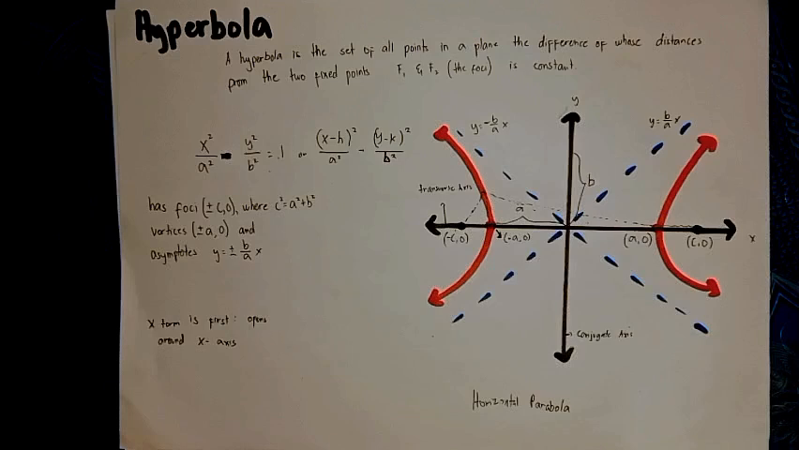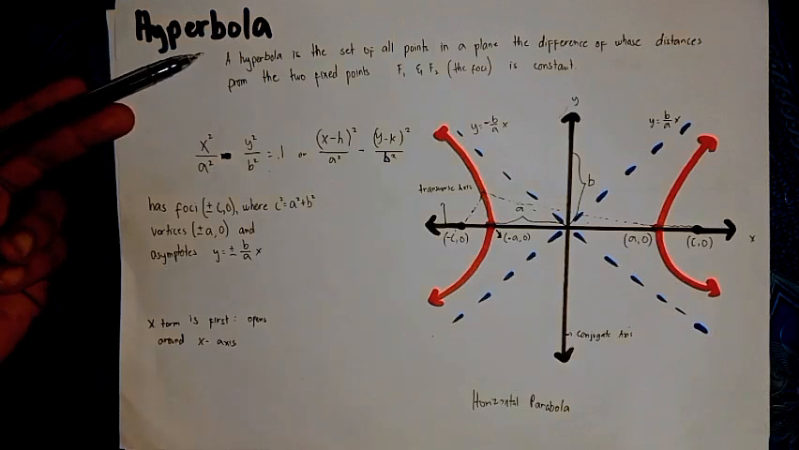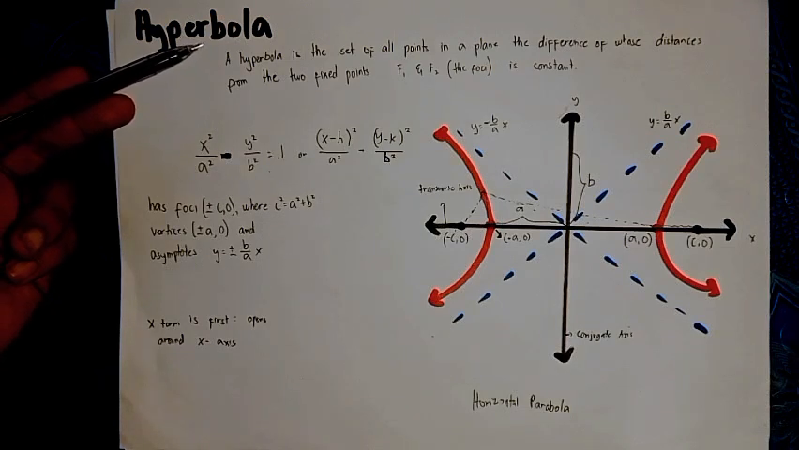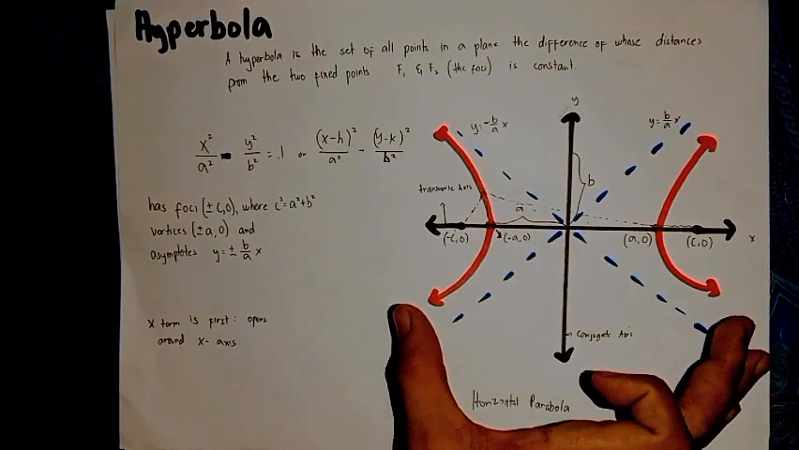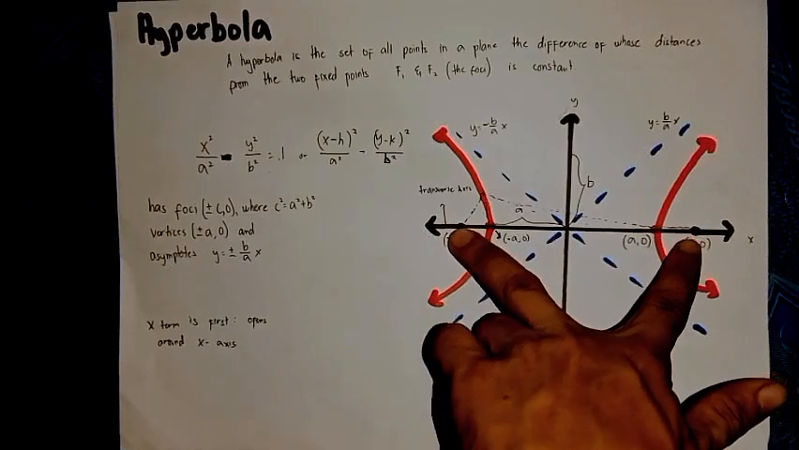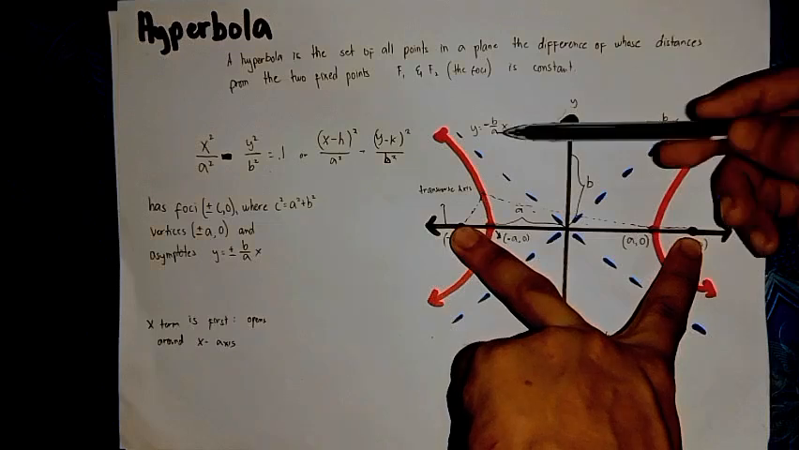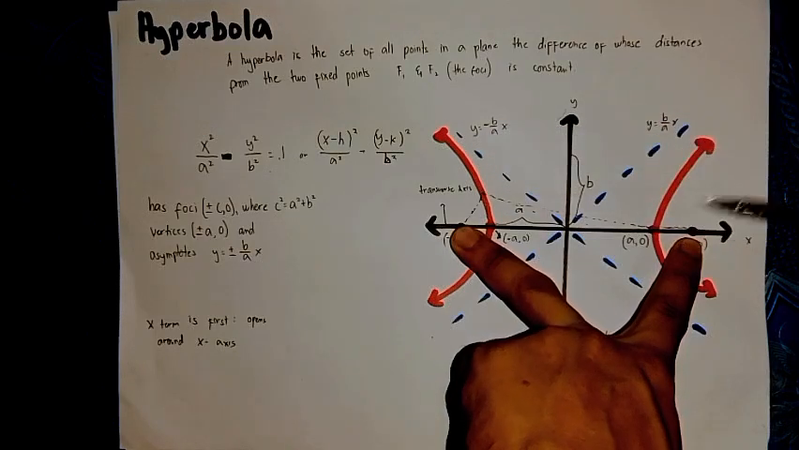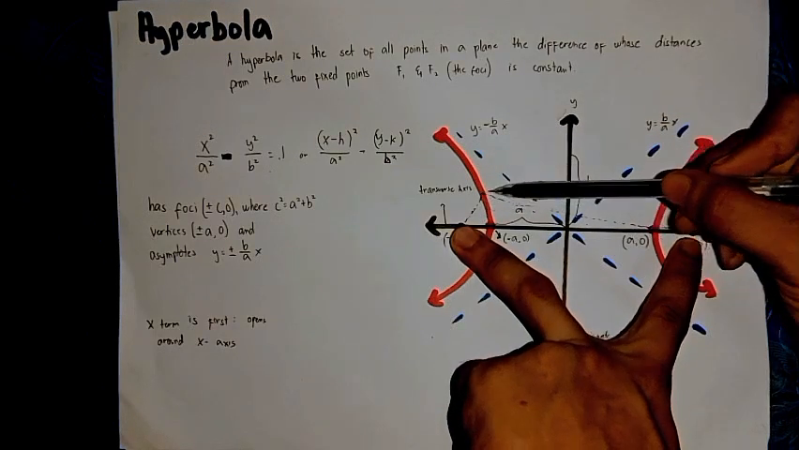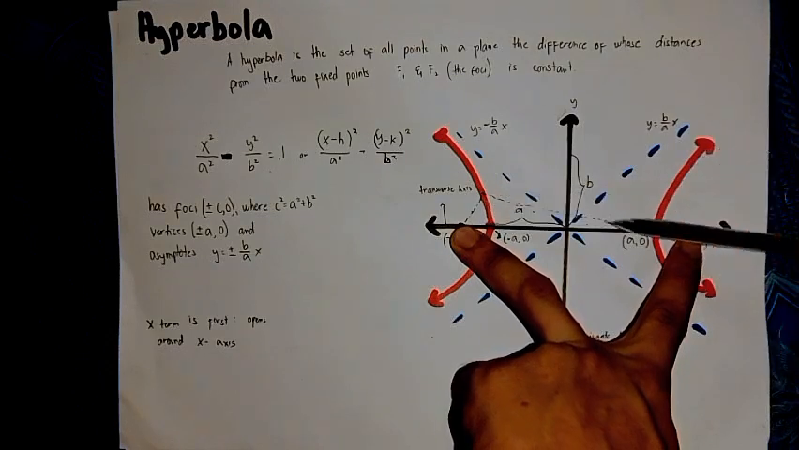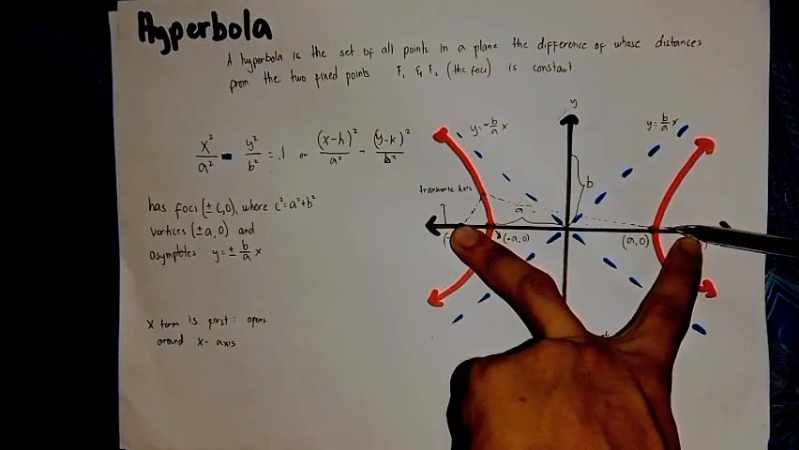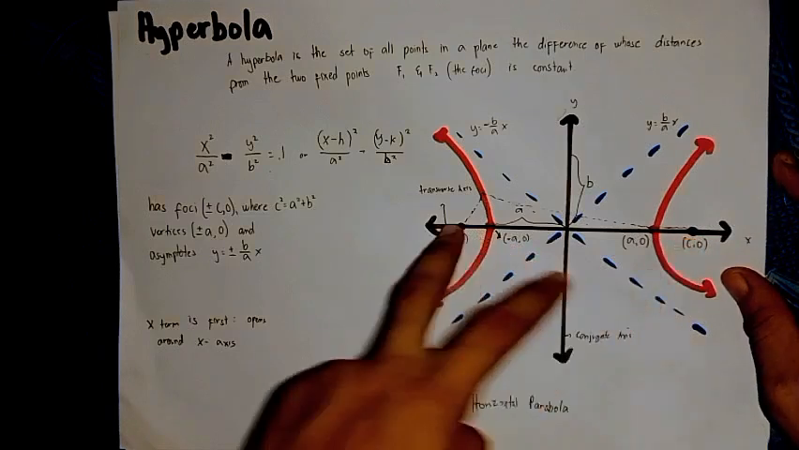Now let's proceed to the fourth conic section, which is what we call the hyperbola. A hyperbola is the set of all points in a plane, the difference of whose distances from two fixed points is constant. Now let's look at this figure. We have two foci, or two fixed points, and every point in the plane has distances to the foci that give a constant difference. That is the definition of a hyperbola.